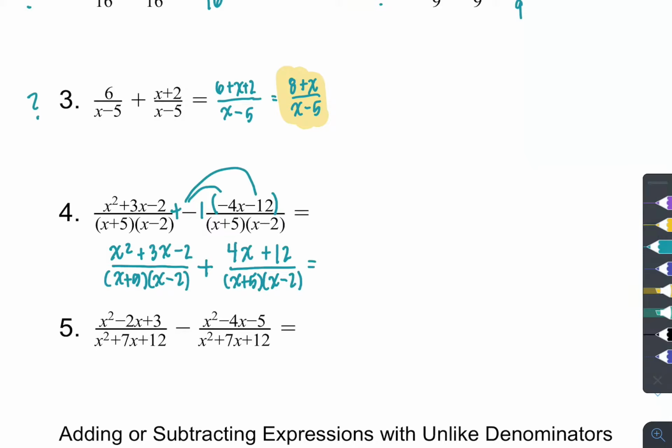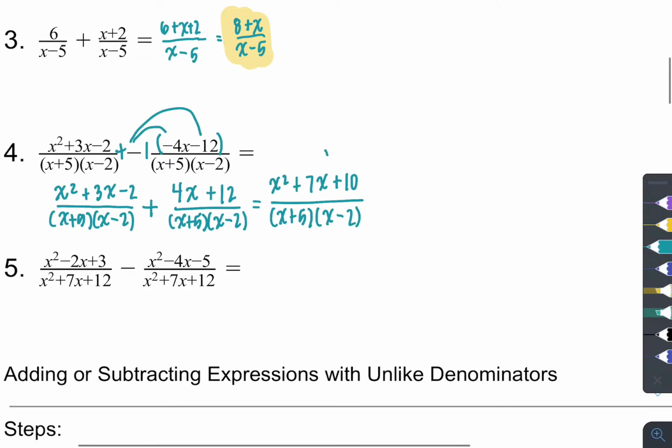able to do that. So we add straight across, we get x squared plus 7x plus 10 over x plus 5 times x minus 2. A lot of people would be tempted to stop here, but don't stop. This is factorable, so we are going to do PSN. So our product is 10, our sum is 7, so our numbers are 2 and 5. So we're going to go ahead and factor that.